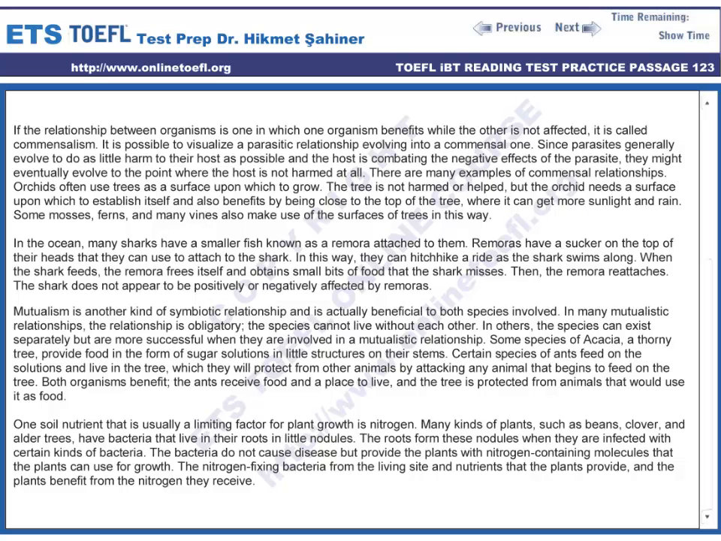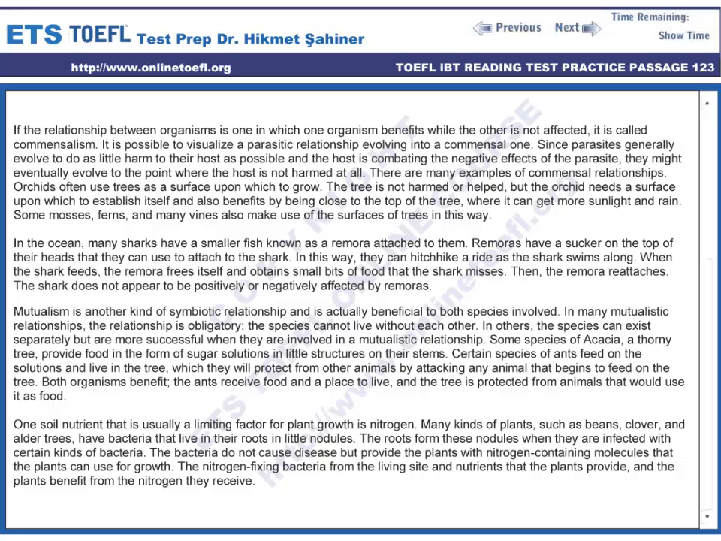Orchids often use trees as a surface upon which to grow. The tree is not harmed or helped, but the orchid needs a surface upon which to establish itself and also benefits by being close to the top of the tree, where it can get more sunlight and rain. Some mosses, ferns, and many vines also make use of the surfaces of trees in this way.